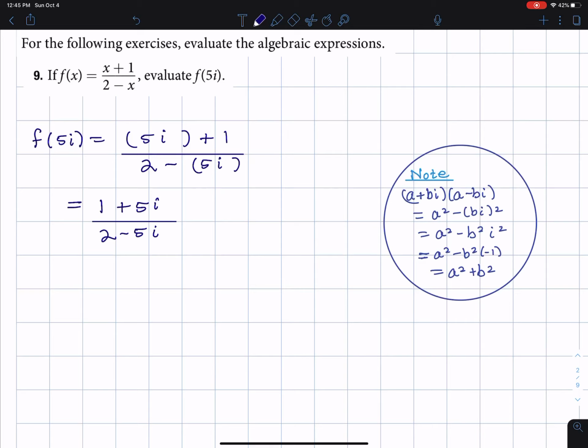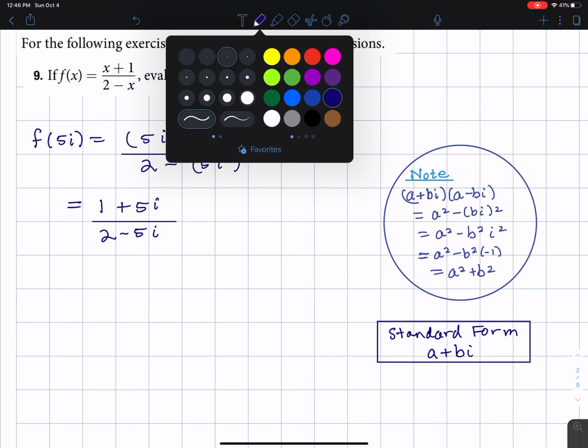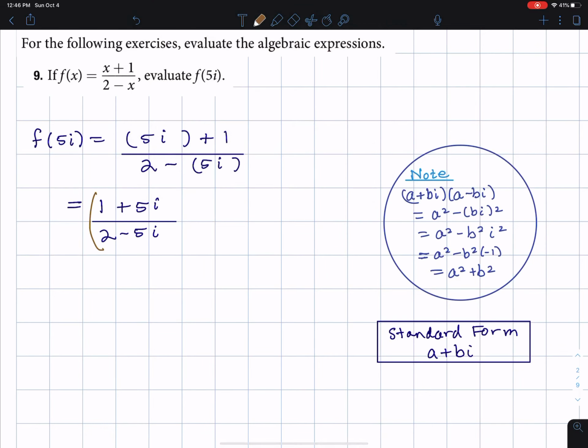And what I mean by that with complex numbers is I'm going to write this in a standard form. And the standard form is a plus bi. At least some people call that the standard form. So I want to write in a plus bi. Now, what's going on is the denominator is a complex number with an imaginary part, and I want the denominator to be a real number. That's going to get us to put this in standard form.